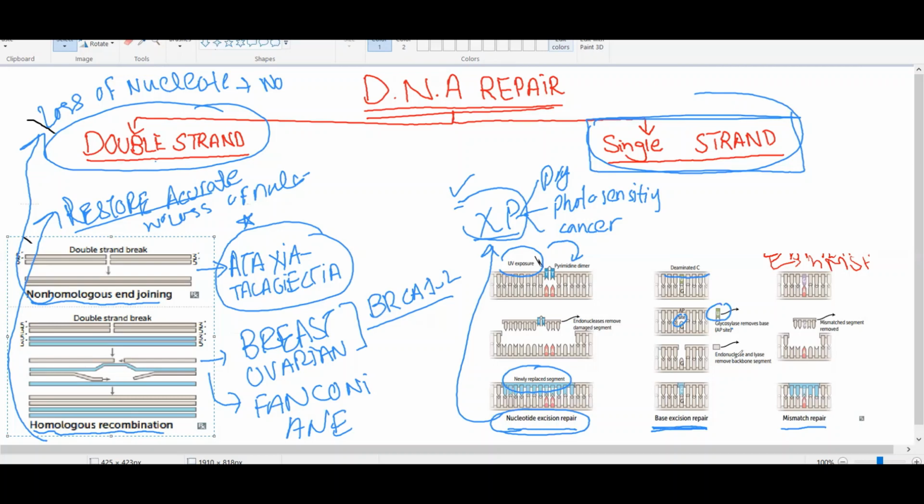Then the AP endonuclease and lyase act. AP endonuclease cleaves the five end, while the lyase cleaves the three end. And this base excision repair takes place. This kind of repair occurs throughout the cell cycle.